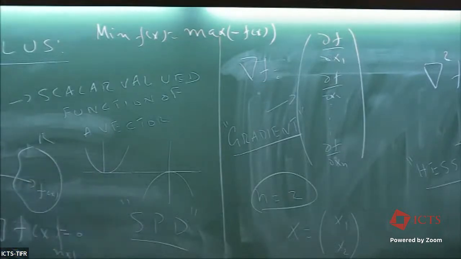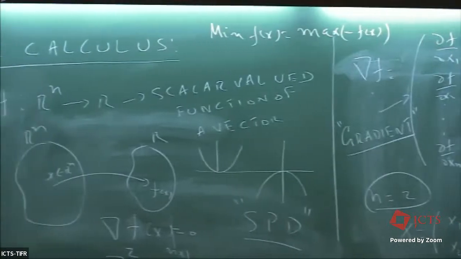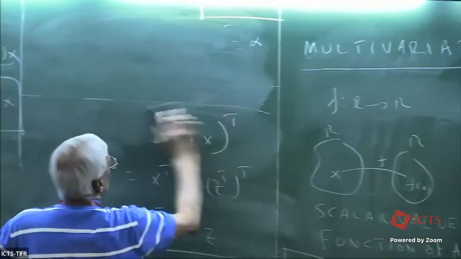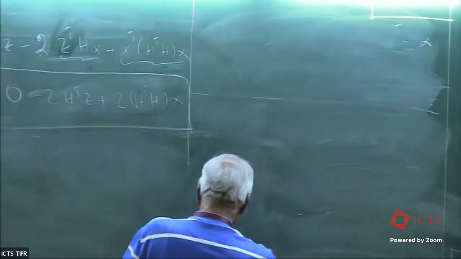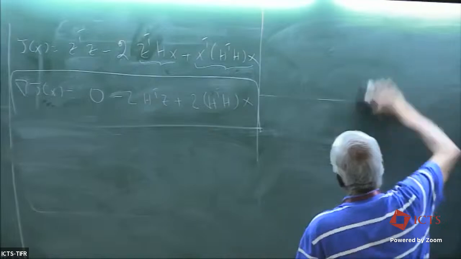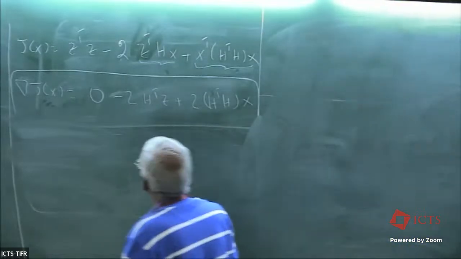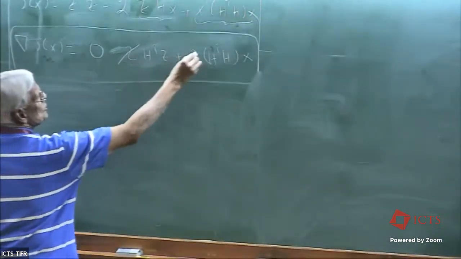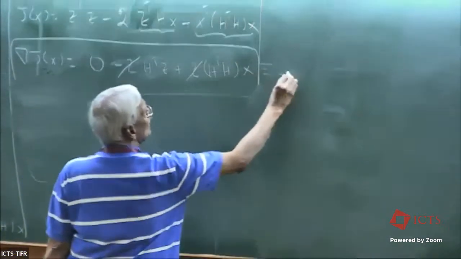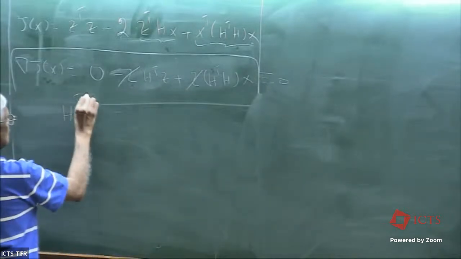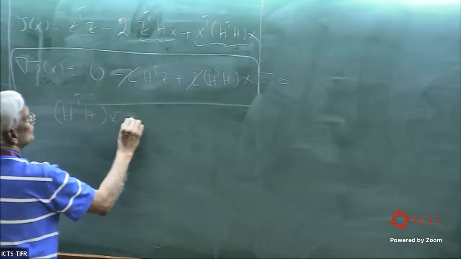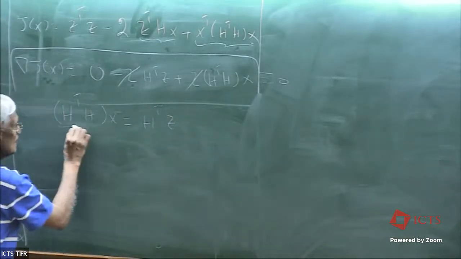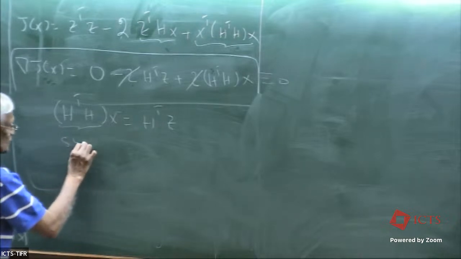So we know how I derived all these things. So if I equate this to 0, this negative sign, kick it to the other side. The 2 will get cancelled. If I equate it to 0, I get a linear equation, H transpose H, X is equal to H transpose Z. And we have already seen this matrix is a symmetric matrix.